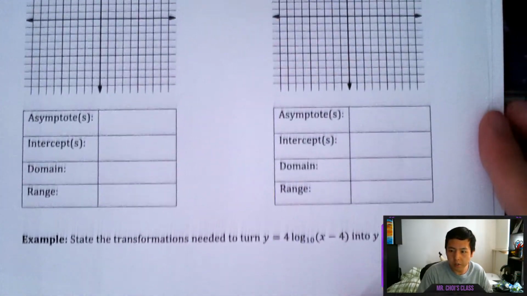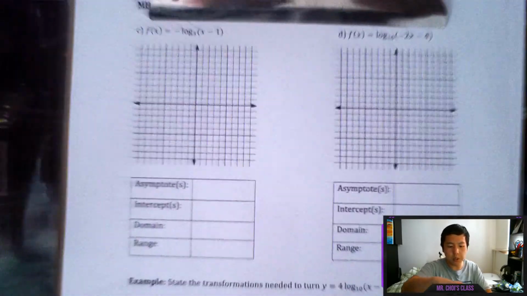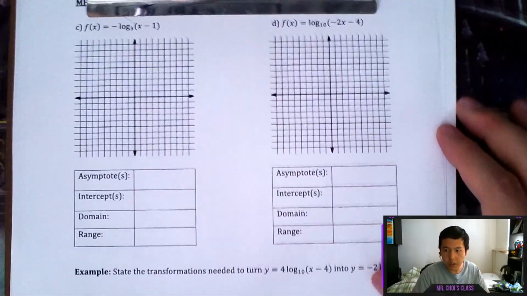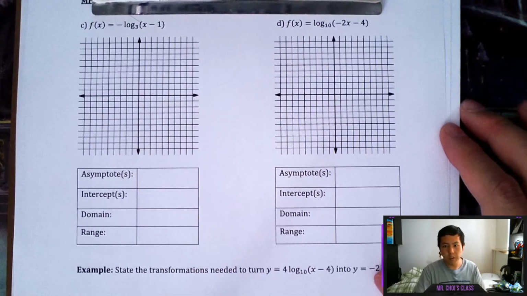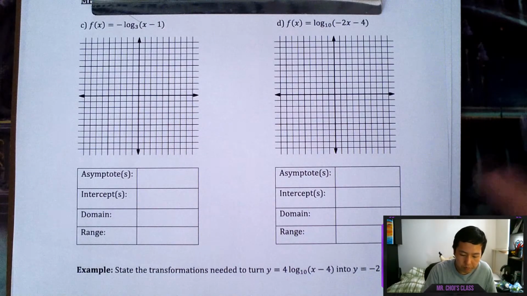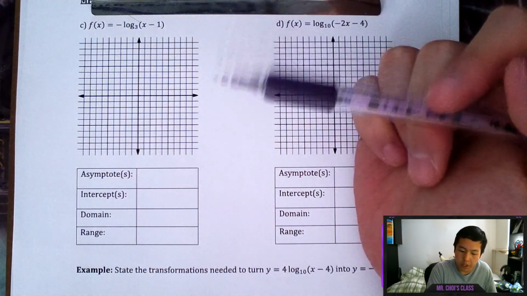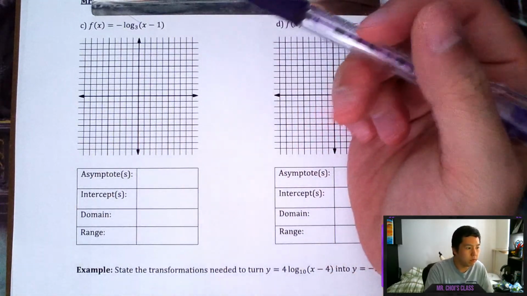So here, I'm going to have to zoom out a little bit so I can fit everything onto the screen. Okay. Let me know if this is too small when I zoom out. We have f of x is equal to negative log base 3 of x minus 1.